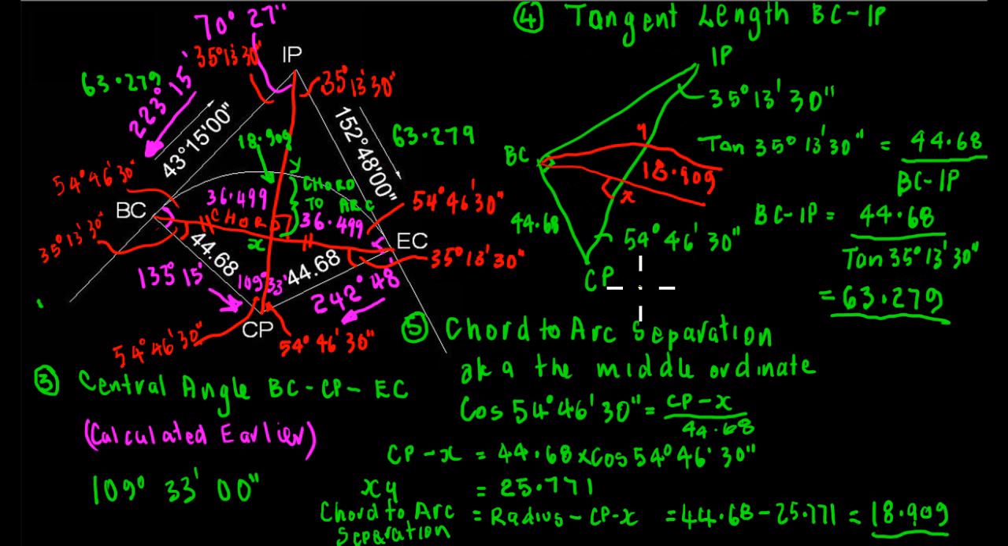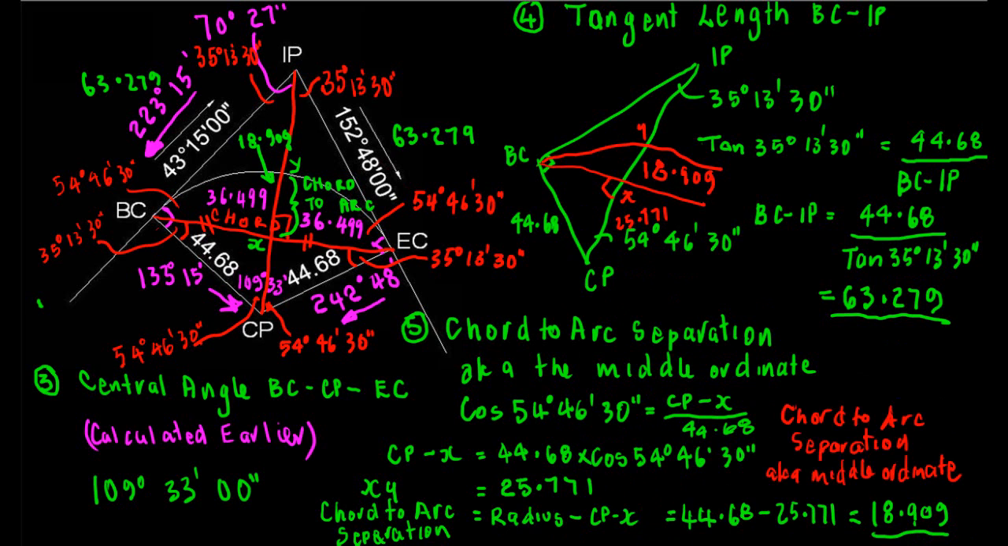So we calculate CP to X: 44.68 times cos 54, 46, 30. And that gives us 25.771, which I've shown there, CP to X. The radius minus that, 44.68 minus 25.771, gives us 18.909, which is what we calculated there. And there we have it, 18.909, the chord to arc separation, also known as the middle ordinate.